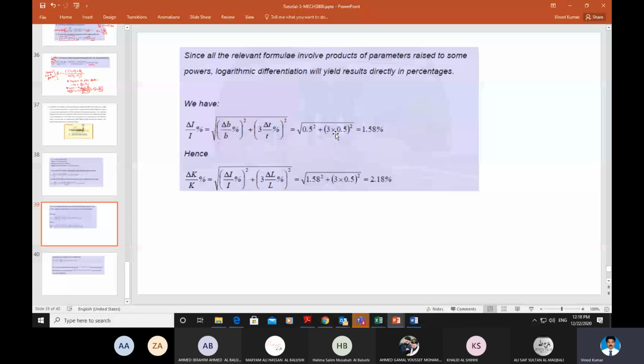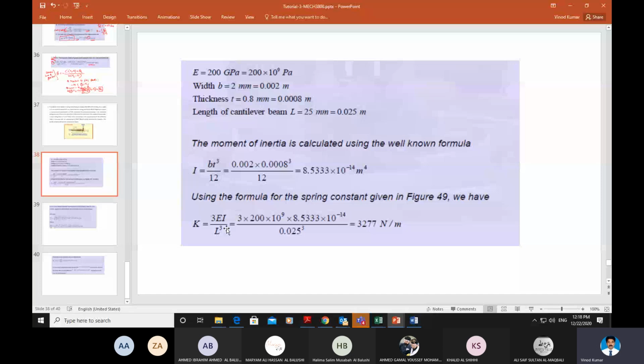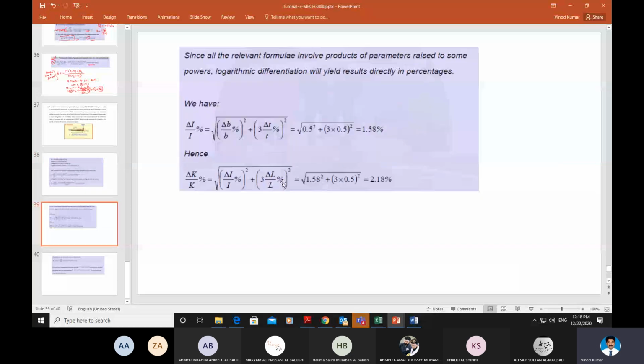Look at that. So delta K over K equals the square root of... using this equation, 3 and E are constants. So delta K over K, the uncertainty of K, equals the square root of (delta I over I) the whole square plus 3 times (delta L over L) the whole square. Delta I over I we calculated as 1.58, squared, plus 3 times delta L over L, which is 0.5, squared. So using this we calculated delta K over K.